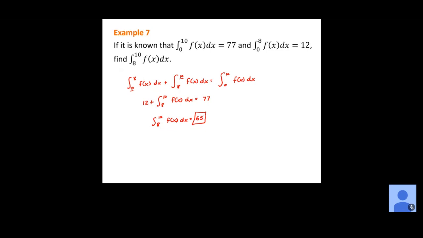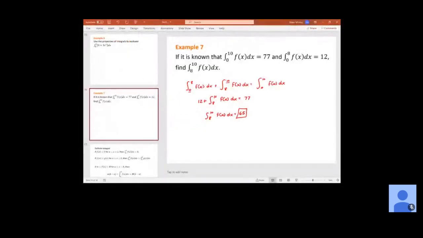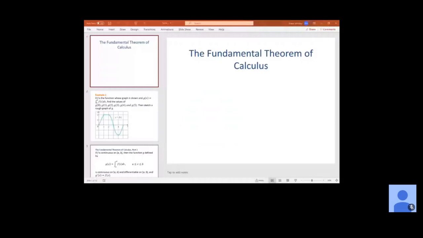All right. So that's all we're going to do in that section now. So we're going to move on to 4.3. All right, so 4.3, the fundamental theorem of calculus.